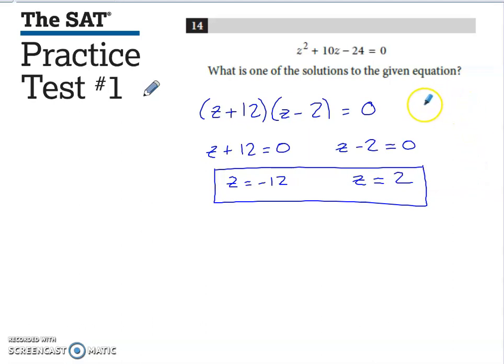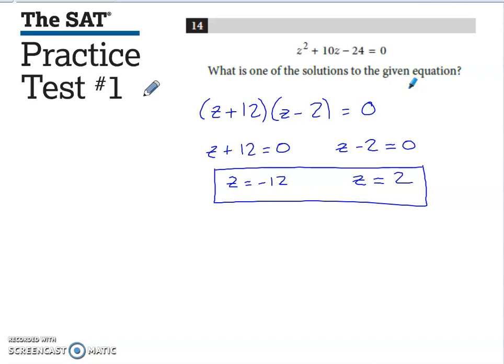So this practice SAT problem gives us a quadratic equation, and it asks us for one of the solutions to the equation. Now there are a few different strategies you can use to solve a quadratic equation. You can use the quadratic formula. Now that's not provided on the SAT reference sheet, so you would have to have that memorized.